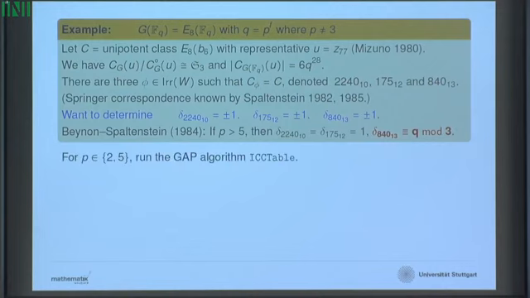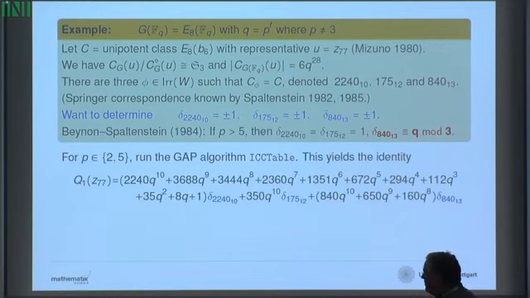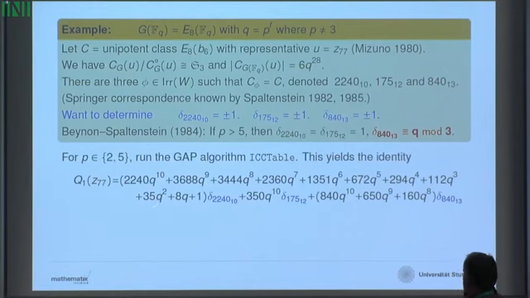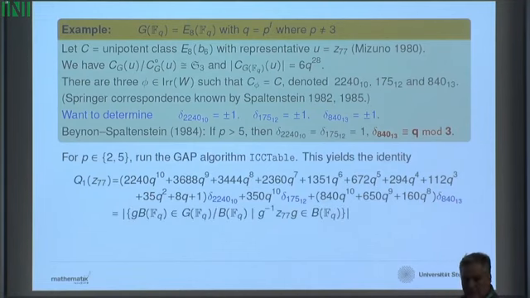Okay, so now we take p equal to 2 and 5 and we run Jean-Michel's ICC table. We get the following value of this permutation character. We can express the permutation character on the one hand as a linear combination of something known with the signs, and on the other hand, it should be the permutation character. The linear combination is this: here's a coefficient, a sign, here's a coefficient, this sign, here's a coefficient, this sign. And this should be equal to this.